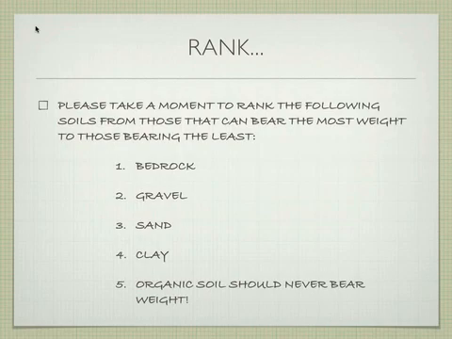Okay, so here we go. Bearing the most weight, we start at bedrock. Next most weight is gravel, followed by sand, followed by clay, and organic. This is a trick, because you should never build a building on organic soil. If you were going to build a building, you would scrape away all that organic top layer of soil, what's called topsoil a lot of times, so that you could get to whatever the real soil is underneath.